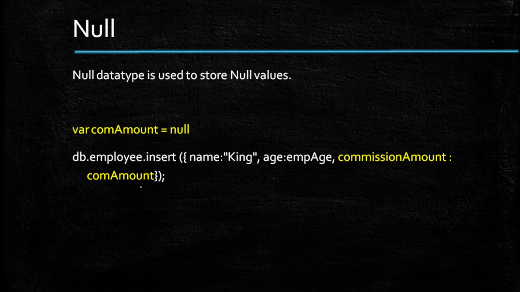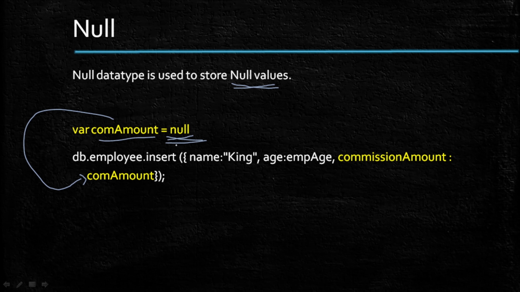Next, we will check the null data type. Null data type is used to store a null value. That means nothing will be stored in our field. For that case, I have created one variable, commission amount, and I have assigned null. In this document, we can see I have used this commission amount for the commission amount field. Here the employee King is not getting any commission from our company, so that's why I have to mention a null value. For this purpose, I can use the null data type, and the same document will be inserted into our collection.